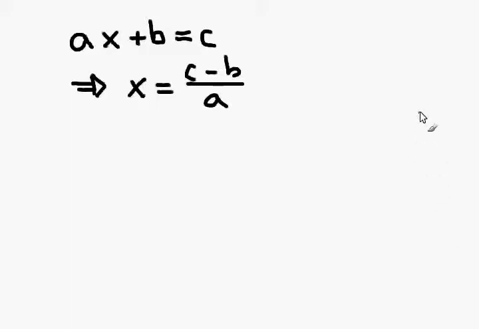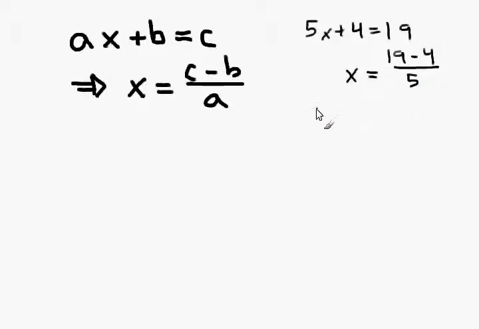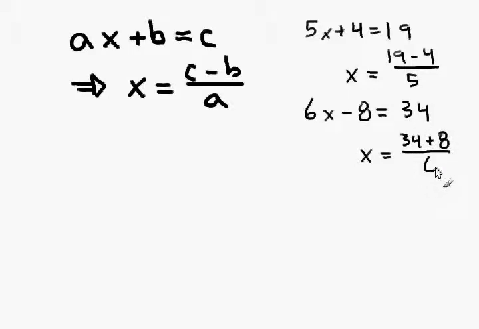For our previous problems, 5x plus 4 is equal to 19. X would be equal to (19 minus 4) divided by 5. And those are the exact operations we performed. 6x minus 8 is equal to 34. X is equal to (34 plus 8) divided by 6. Again, this is minus a minus 8.